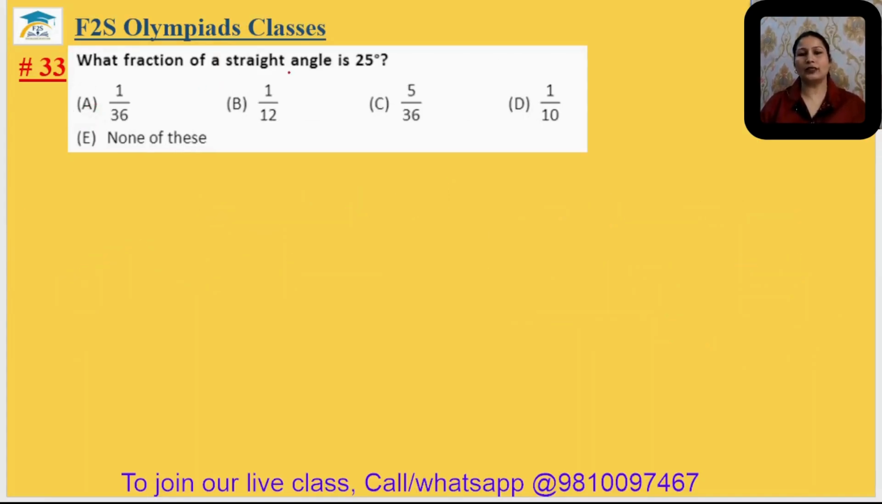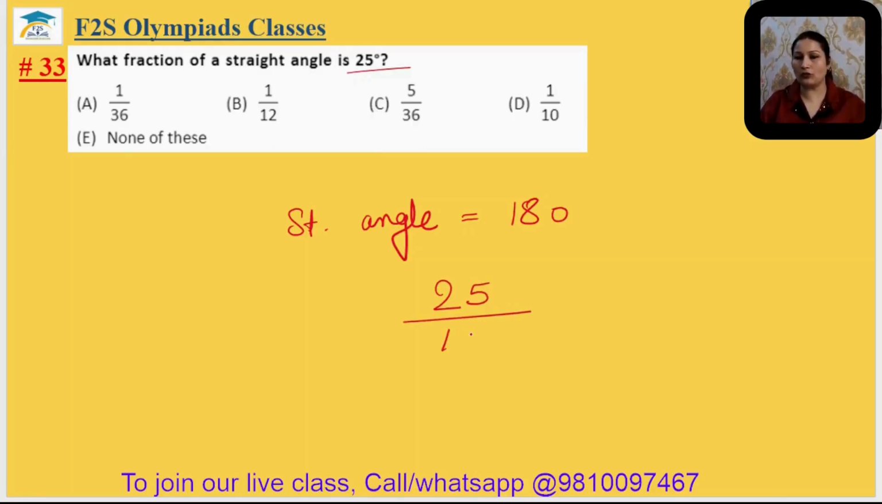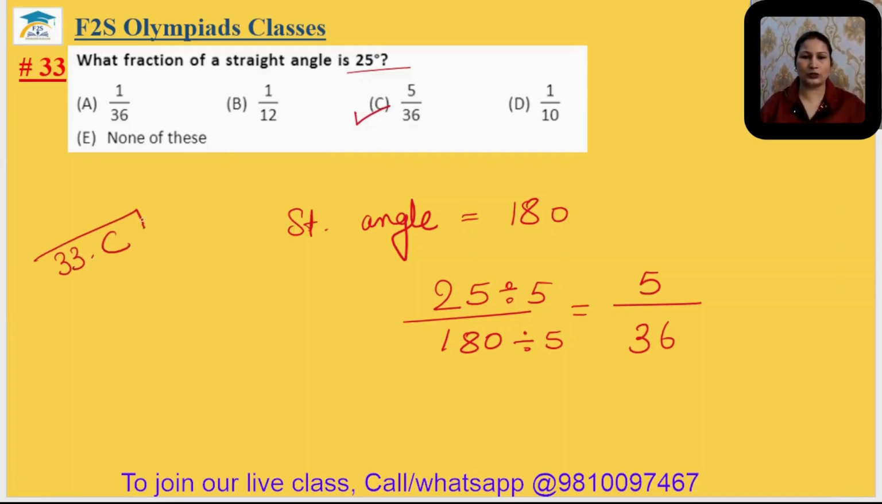33. What fraction of a straight angle is 25 degrees? The value of a straight angle is 180 degrees. So what fraction will 25 degrees be? That should be 25 upon 180. If we simplify it by dividing by 5, 5 fives are 25 and 5 thirty-sixes are 180. So it is 5 upon 36. It is in option C. The 33rd answer is option C.